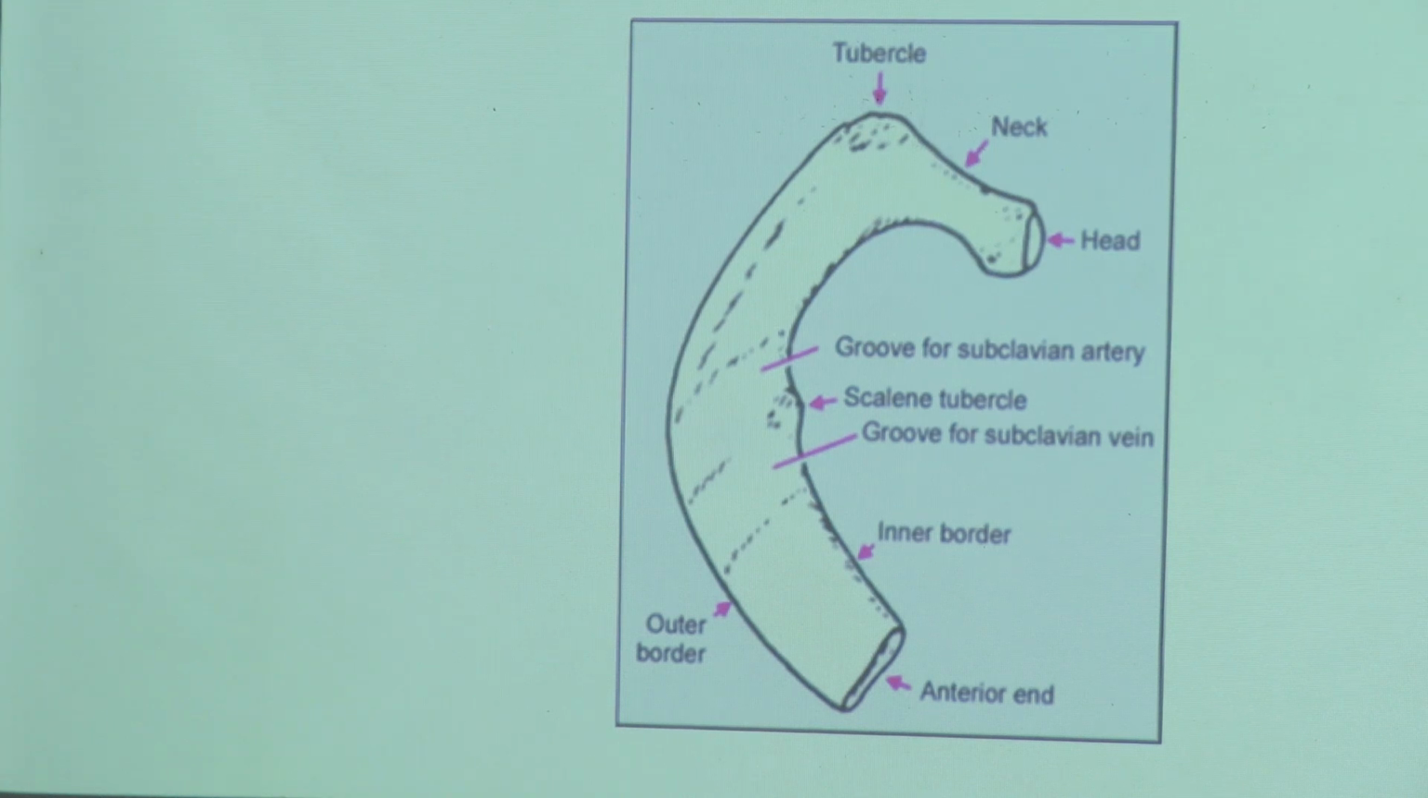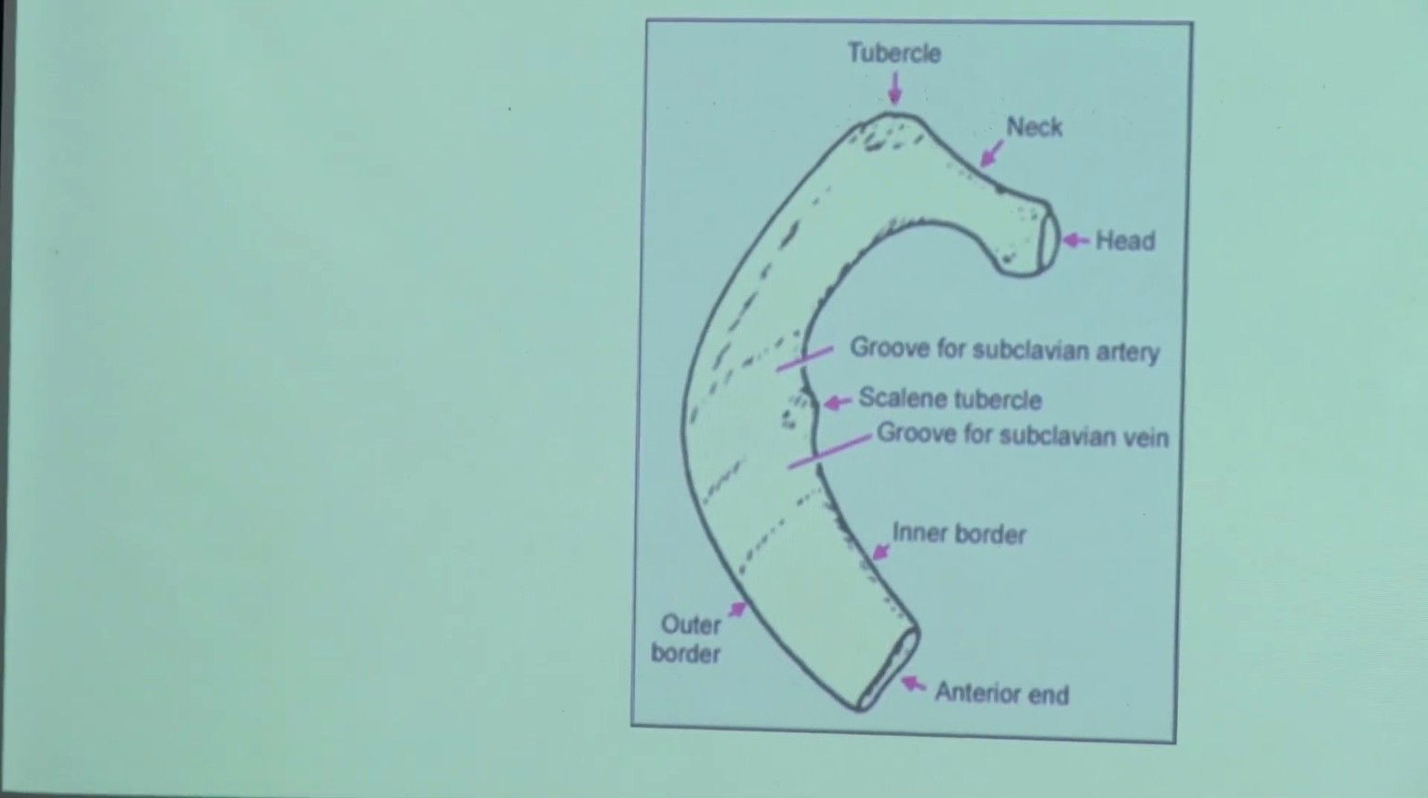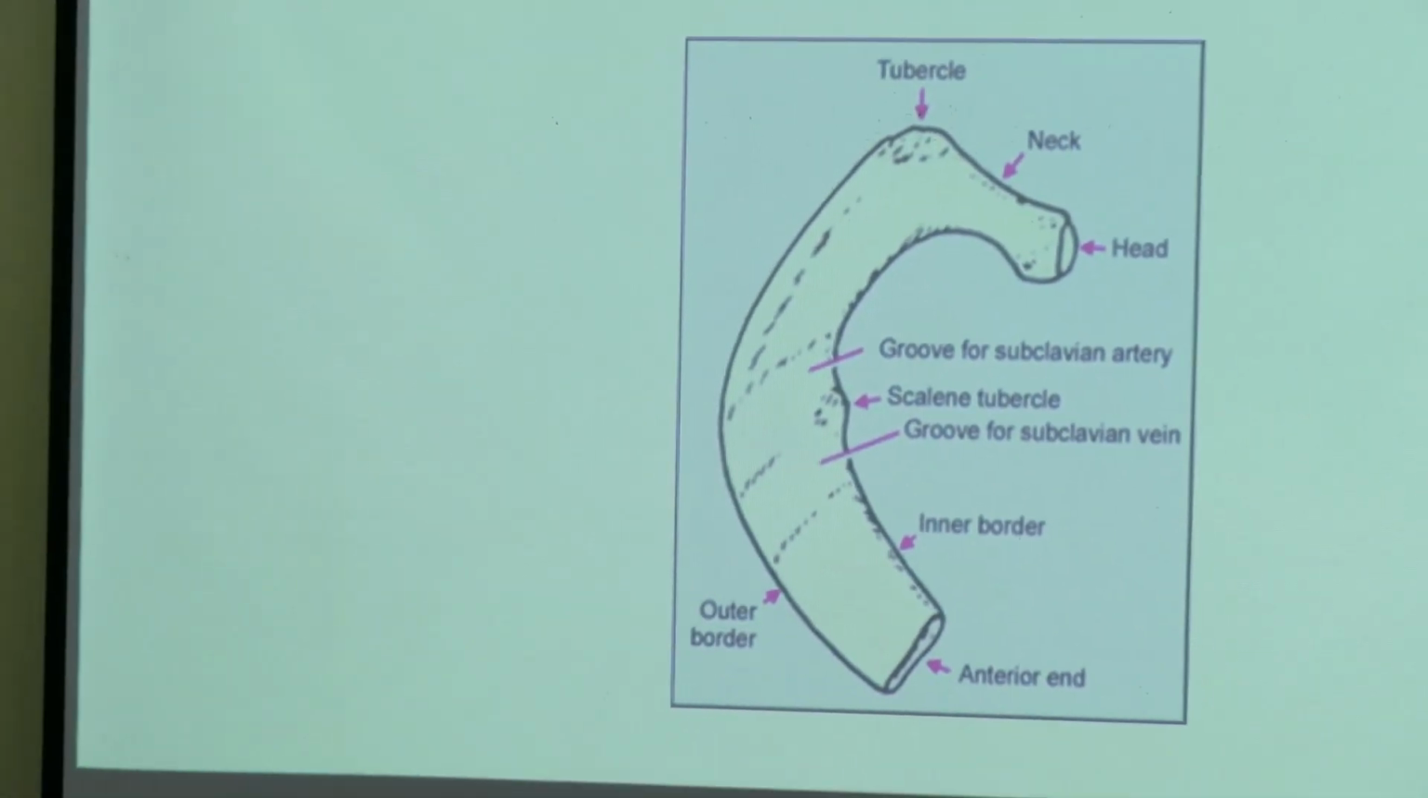There is a groove for the subclavian artery. Which structure passes through this? Subclavian artery. Along with the subclavian artery? Yes, there is the lower trunk of the brachial plexus as well. Okay? There is the lower trunk of the brachial plexus as well.